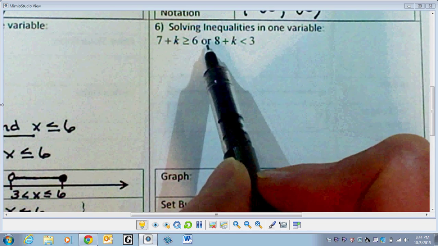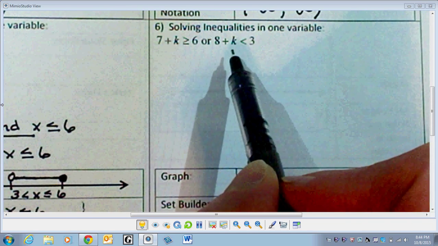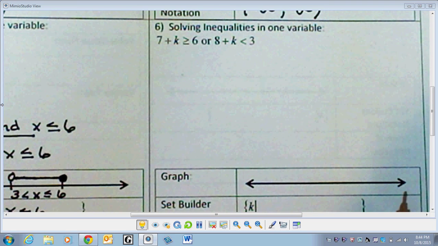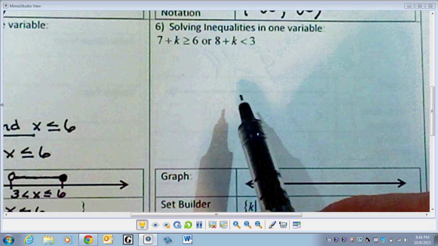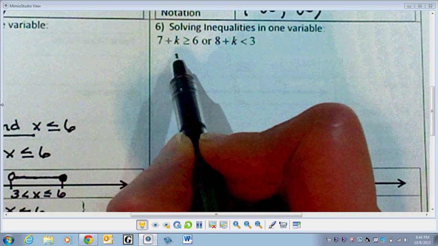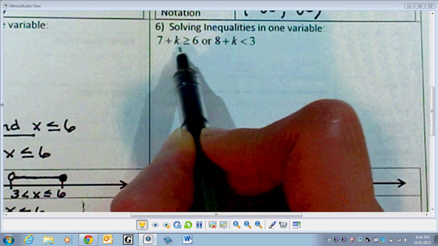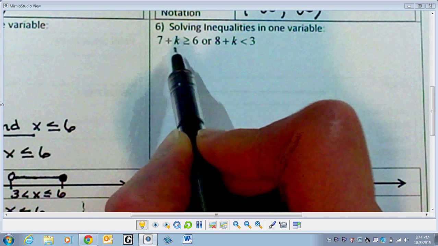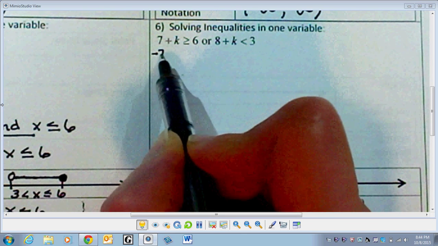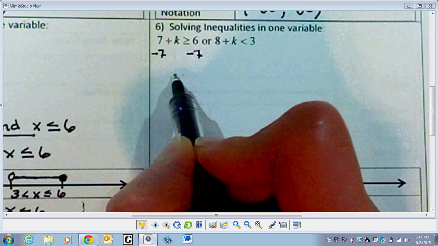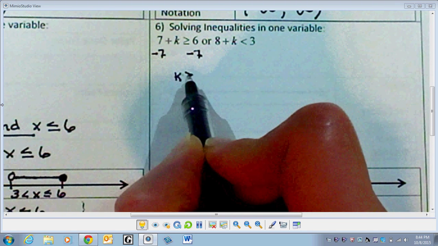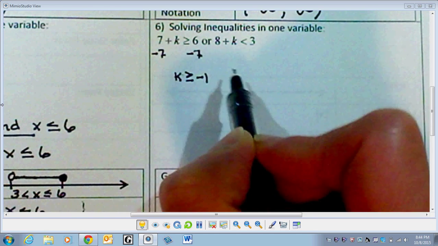Again, we have two separate inequalities, so we need to go ahead and solve them separately. So I want to get the 7 over with the 6 so that the k is by itself. I'm going to subtract 7 from both sides of the inequality. So this gives me k is greater than or equal to -1.